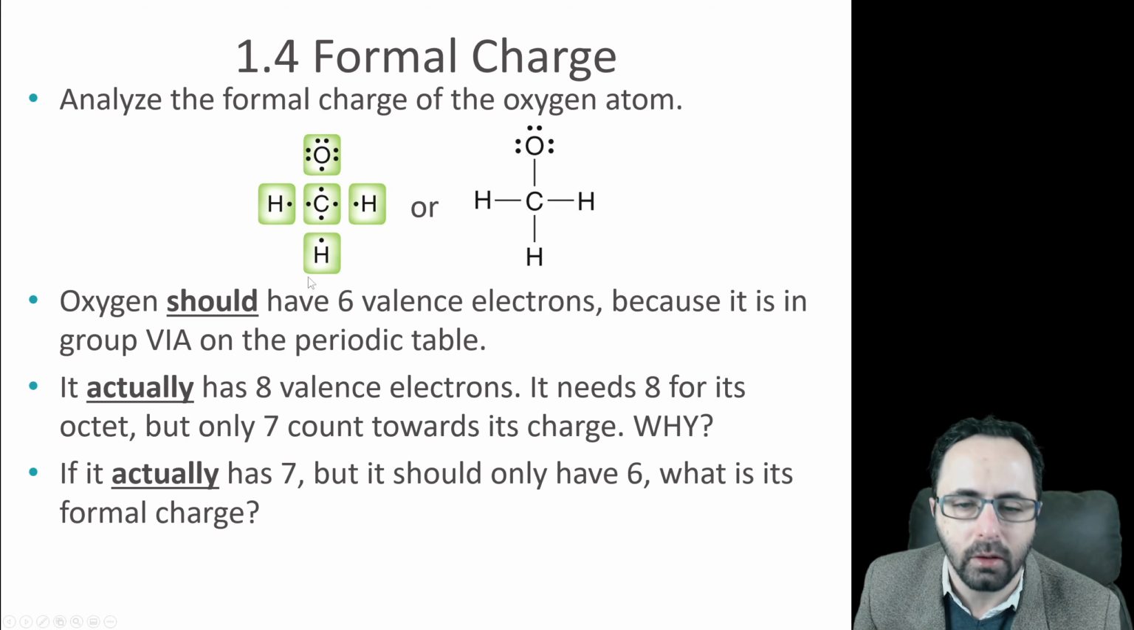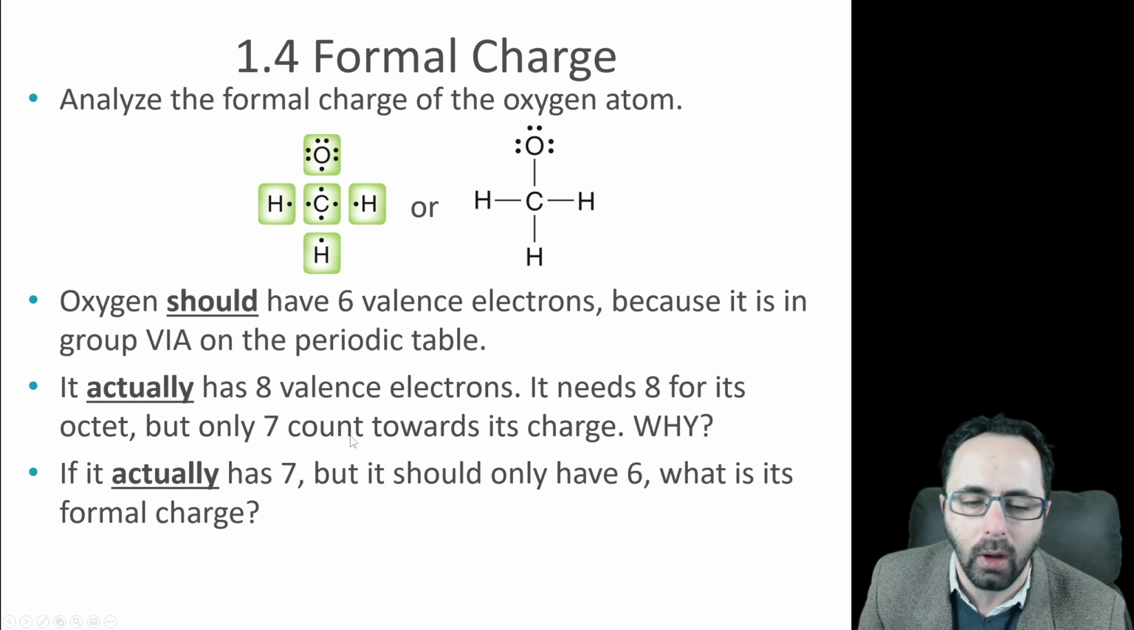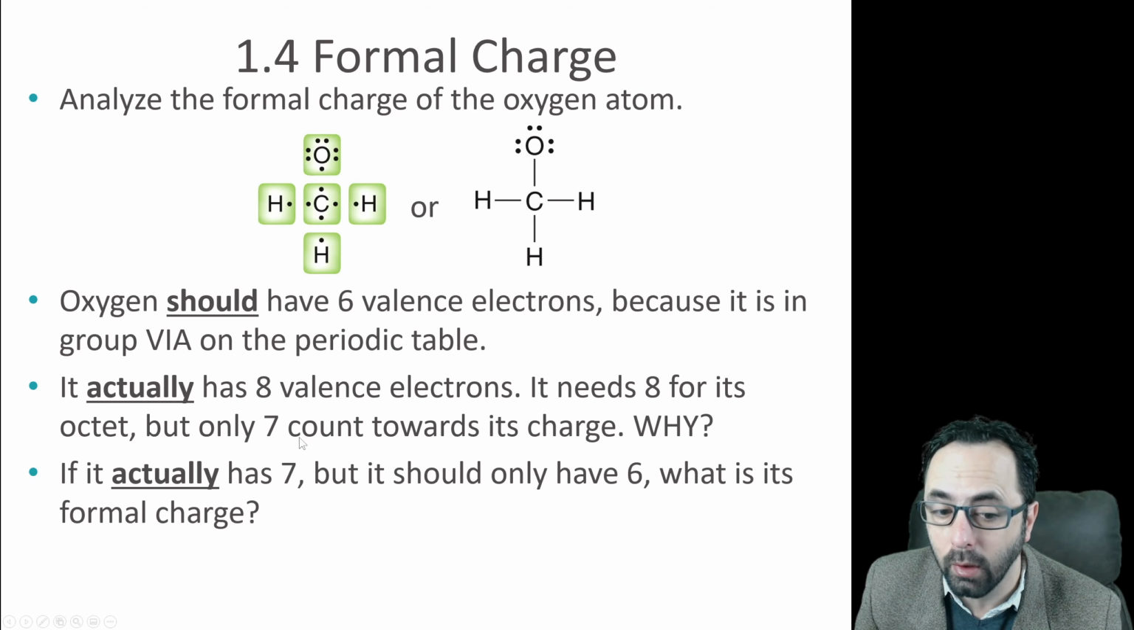This slide goes on to describe what I just said. Oxygen should have 6 valence electrons because it's in group 6. It has 8 valence electrons, but we count 7 for its formal charge. So remember, counting formal charge is not real. It's just a way of keeping track of where the electrons are.